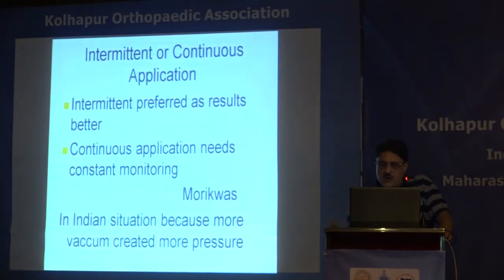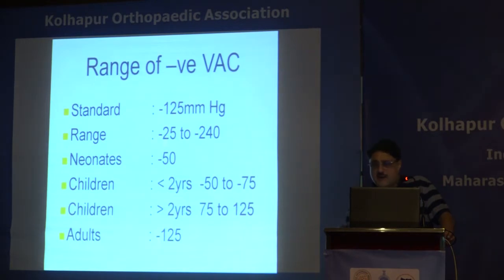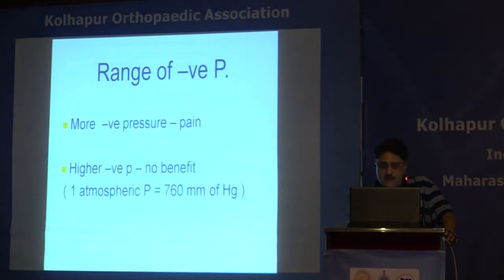Intermittent or continuous? Intermittent is preferred because continuous suction can drain out more, so the patient can have lots of problems. Constant monitoring is required if you are doing constant suction. Indian suctions are very dangerous, their pressure is very high. The standard pressure is minus 125 mmHg, the range is minus 25 to minus 400 or so, and for neonates it depends on the age, the wound, and other parameters. The more the negative pressure, the more pain you will get. That is the reason we have to have an intermittent pressure.